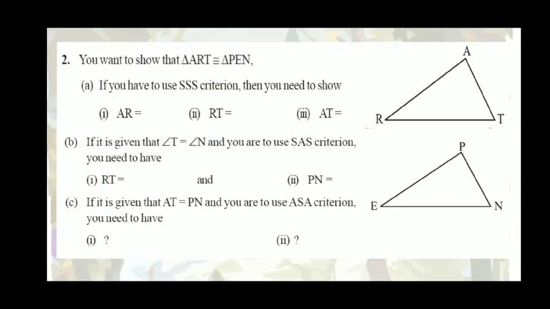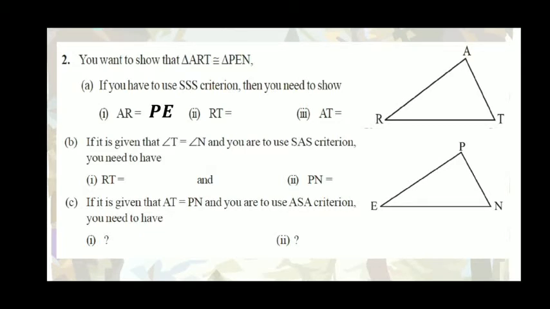Now in question number 2, we are going to study triangle ART and triangle PEN, and we have to say, if we have to use SSS criterion, then which sides should be congruent in these two triangles. Now AR corresponds to PE, because the first two letters and the first two letters must be equal. That's how the correspondence works. Then RT, the second and third letter, should be equal to the second and third letter of the second triangle, that is EN. So they must be equal. That's how the correspondence generally works.